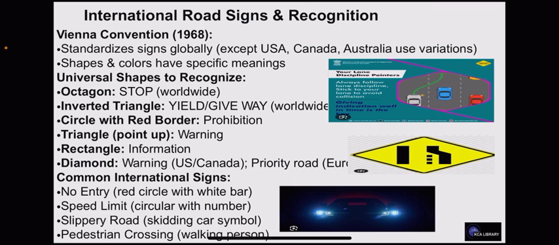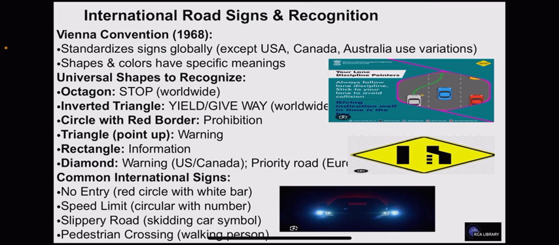So let's move on to the international road signs and recognition. These are the different road signs that need to be addressed and recognized internationally. We have the Vienna Convention of 1968, which standardizes these signs globally, except USA, Canada, and Australia, which use variations. We have shapes and colors, and they have specific meanings. So these are the universal shapes to recognize, which are generally universally accepted.